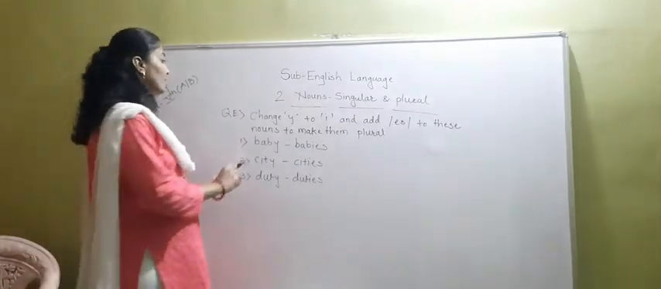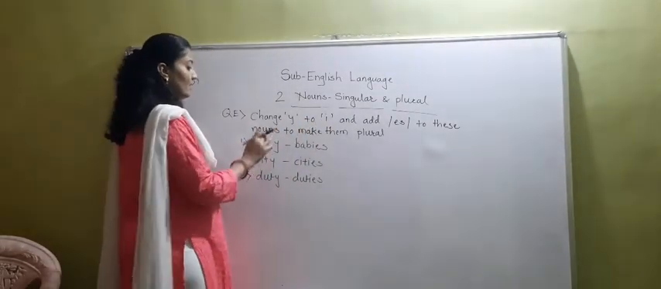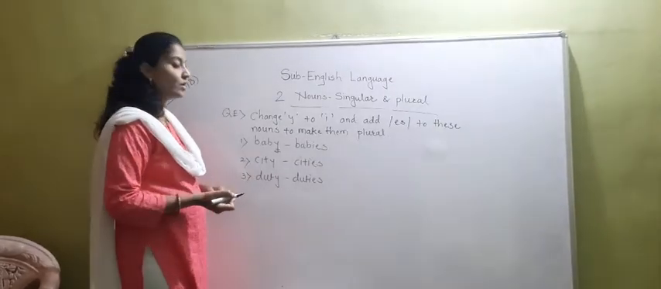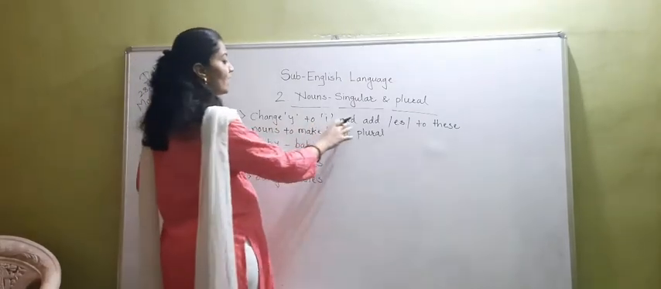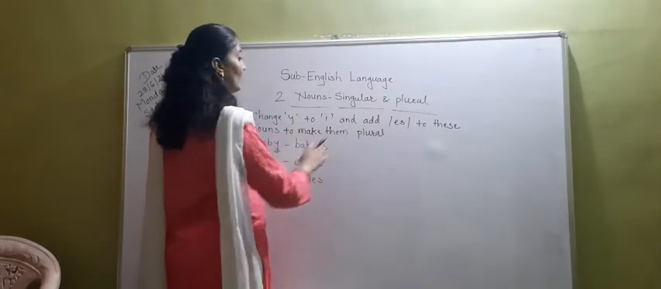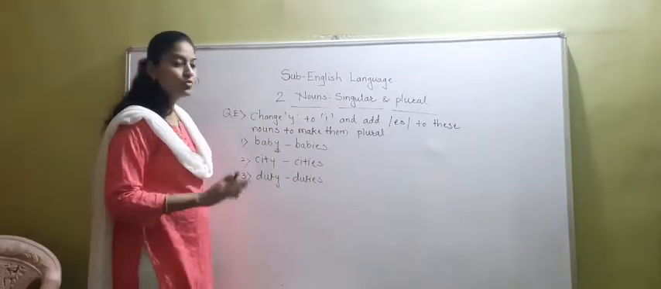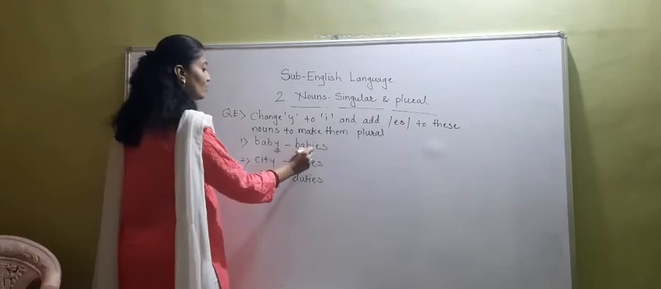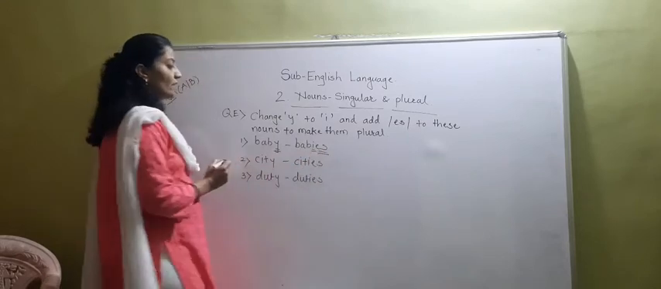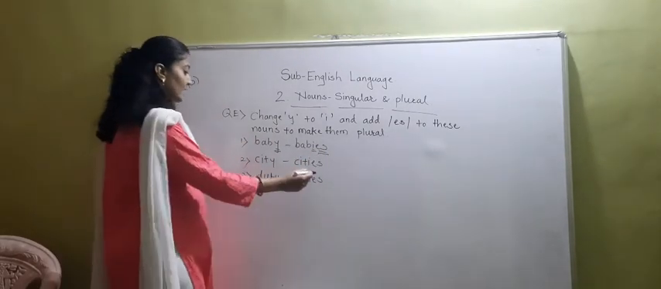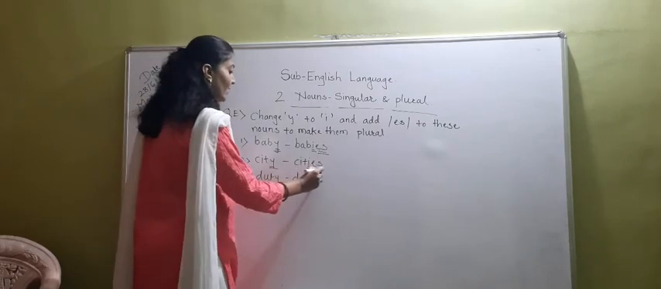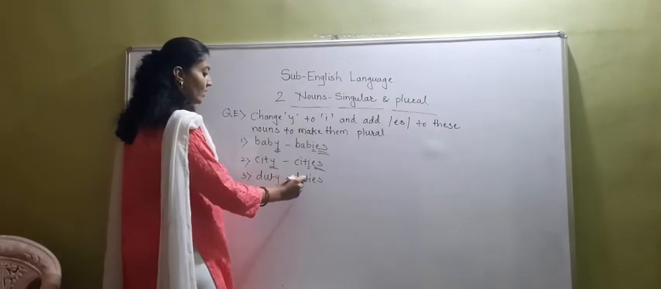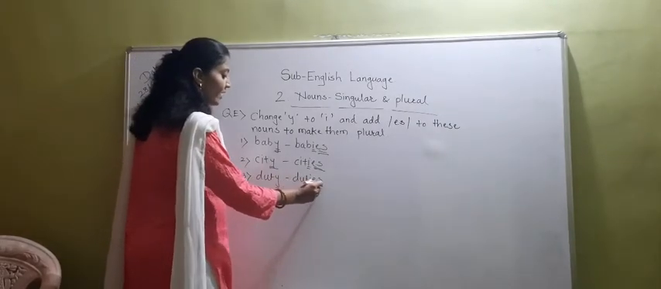Now question number E, change the Y to I. Okay. Means this Y you have to change it into I and you have to make plural of it. Change the Y to I and add es to these nouns to make them plural. And in the end you have to add es to that word. For example, baby, babies. This Y is turned into I and we have added es to that word. Baby, babies. City, cities. This Y is turned into I. We have added es to this word. Duty, duties. Same, duties. This Y is turned into I and we have added es.